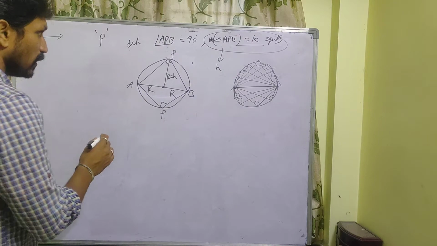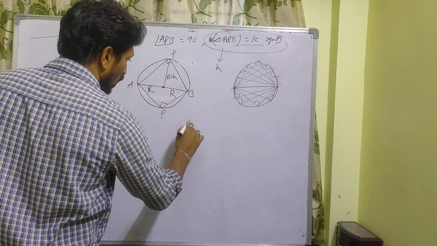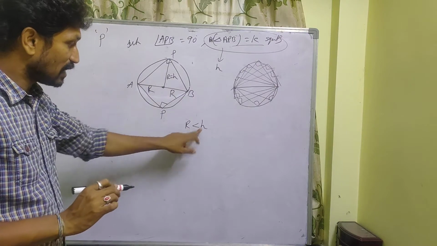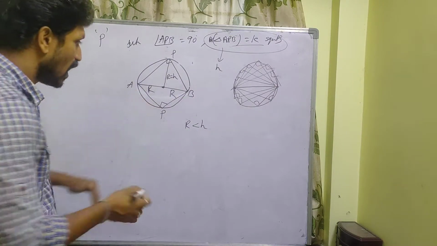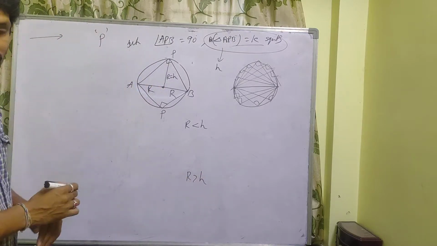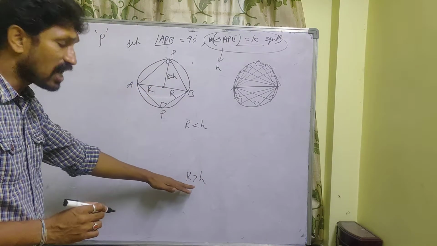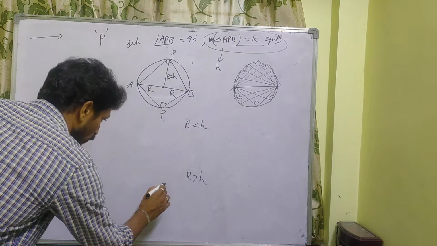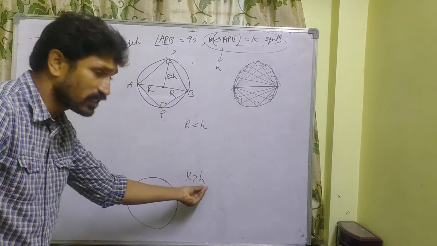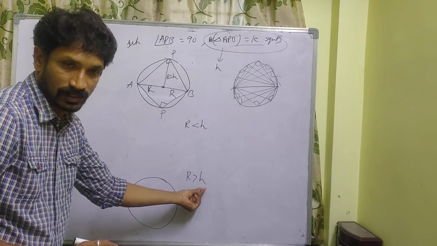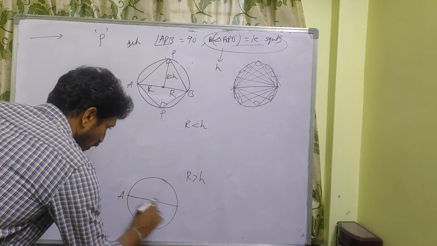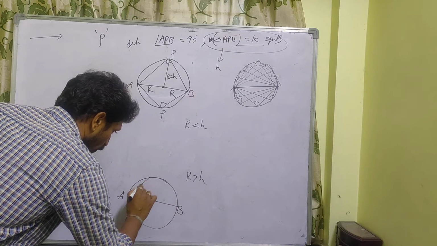For suppose if this R is less than H, or R is greater than H, these are the two possibilities. Next, if R is greater than H, what will happen? The radius is more than the height. Height is fixed here, it won't be changed. This is a fixed constant. So this is the diameter. Take it as A, B. It is some point B.